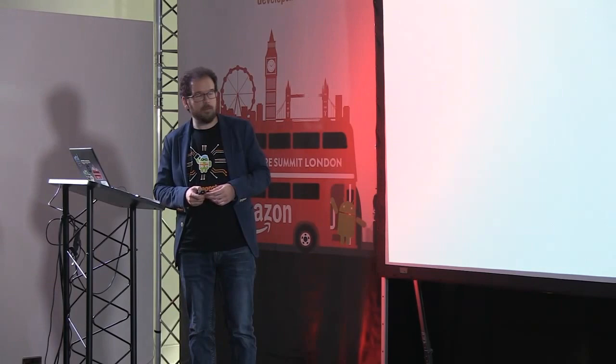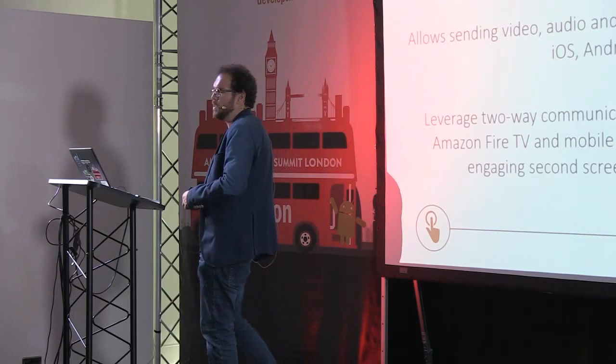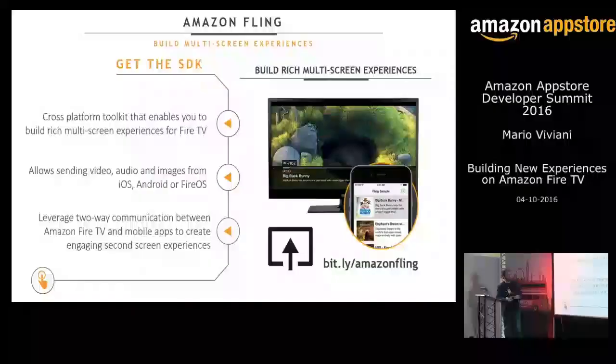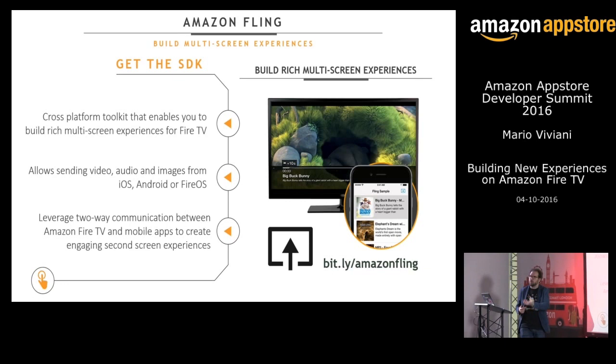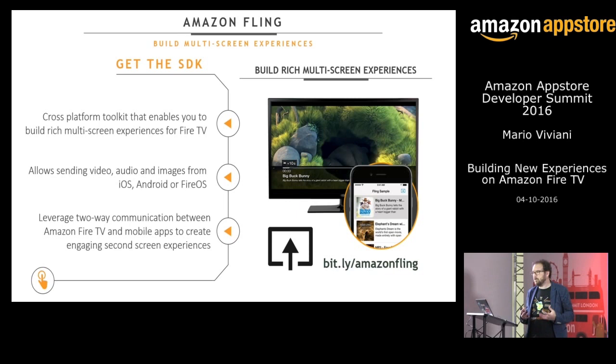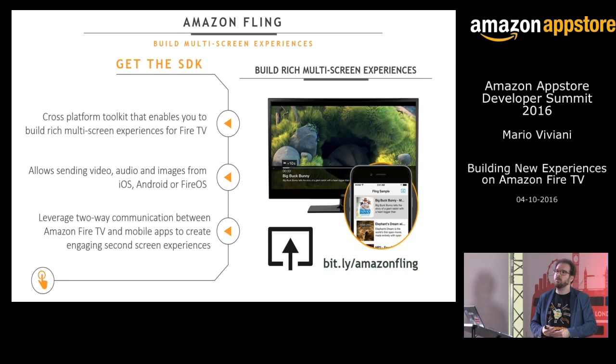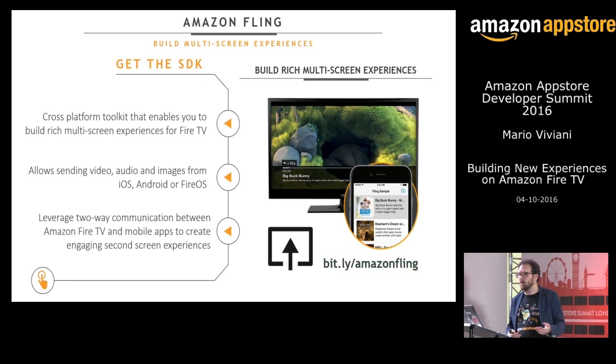So now I want to tell you more about how you can build rich multi-screen experiences. We had a preview of this during the keynote. Amazon Flink. What is Flink? Flink is the easiest way possible to send mobile content from your phone to the big screen, to the Fire TV. The great thing about Flink is that it allows two-way communication between your Fire TV and your mobile device. And it's compatible with iOS, Android, and Fire OS.